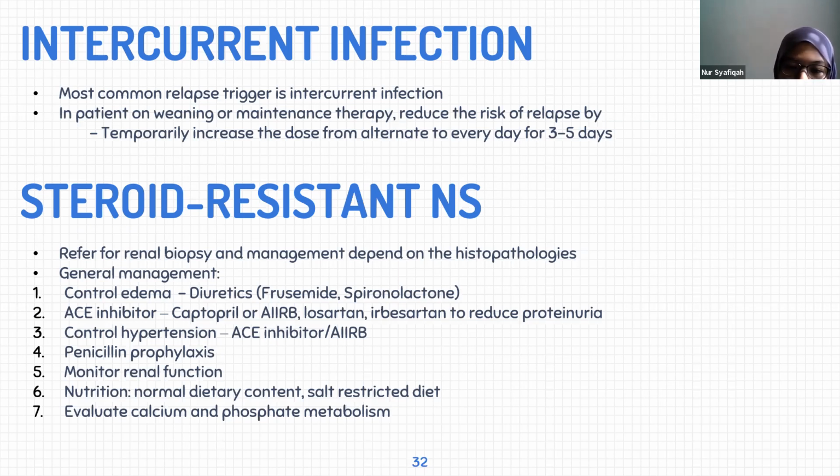Next, we have steroid resistant nephrotic syndrome. Steroid resistant is when they fail to achieve remission in the 4 weeks initial treatment. If there is steroid resistance, we refer the patient for renal biopsy, and we will see the actual causes of the nephrotic syndrome, and we will manage accordingly. Then we have general edema of the sign and for the symptoms.